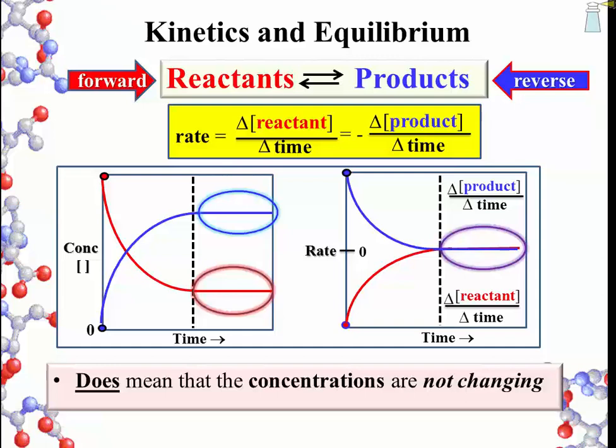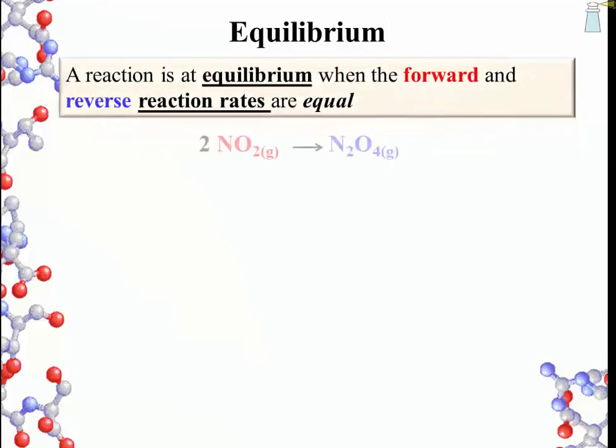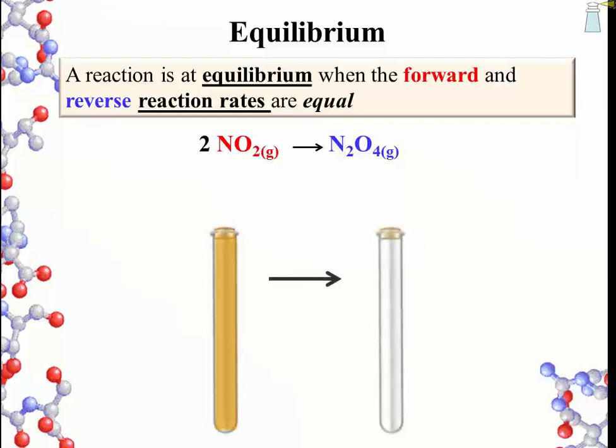Let's relook at this using a real reaction. Consider the reaction of a pair of nitrogen dioxide molecules combining to form dinitrogen tetraoxide, N2O4. This reaction can be followed visually. A test tube of all NO2 gas has a brown tinge. If it was completely converted to the clear gas N2O4, there would be no color. However, this is not what is observed.